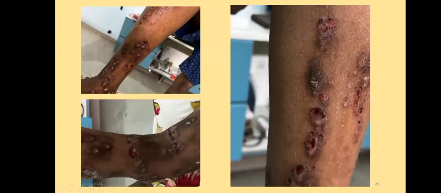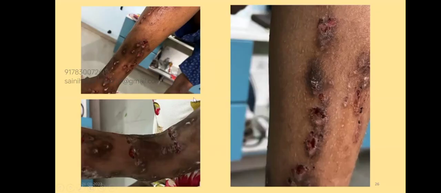This is again another lesion. See, a linear pattern is seen with ulceration, thickening, and oozing with severe itching. Lichen planus. Yes. LSC, lichen simplex chronicus.